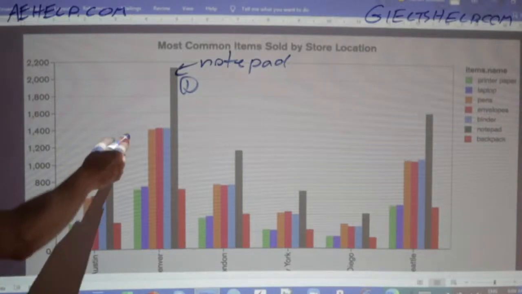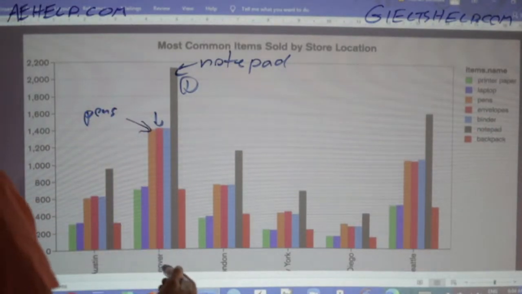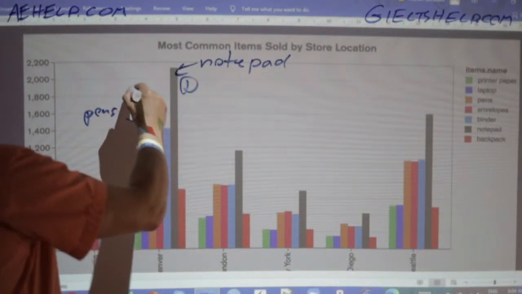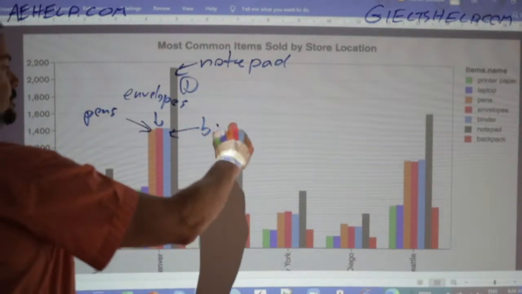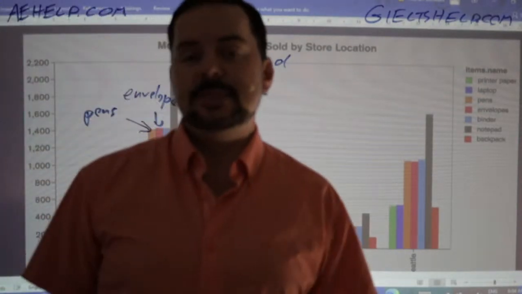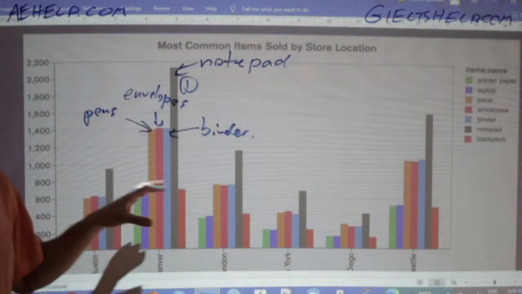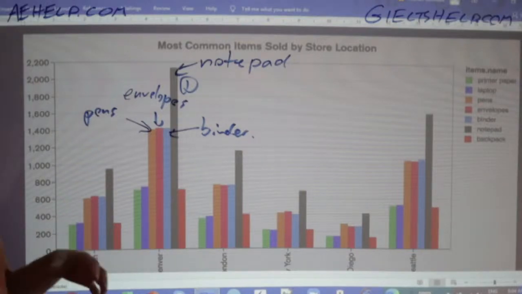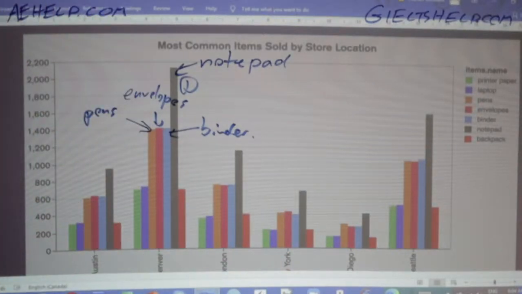And then the orange here is pens. The red is envelopes. Okay, so pens, envelopes, and this light blue one here is the binder. All right. So when you have a bar chart like this, there is no way that you have enough time in your IELTS exam to specifically write about each store having each of these sales. So you have to group your ideas together. You have to create clear ideas, but you have to group them together.